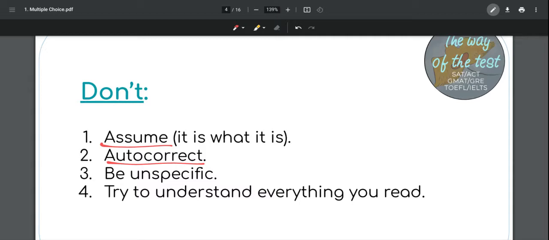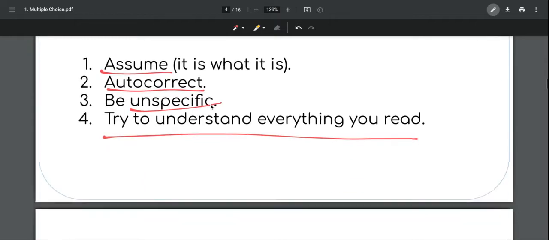That information doesn't exist. Don't be unspecific. This is pretty much the opposite of be specific every time. Be specific. And remember, don't try to understand everything you read. Again, if you already naturally understand it, fine, that's perfect. But don't push yourself. Don't force yourself to understand everything you read.